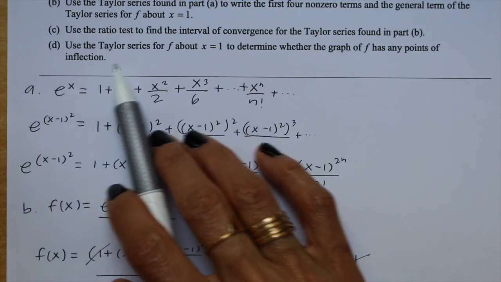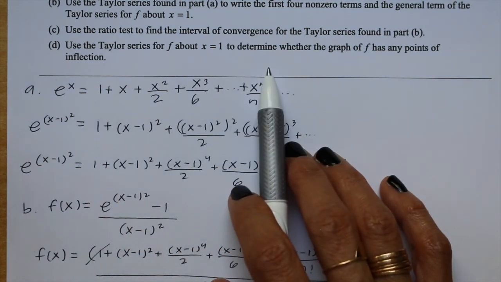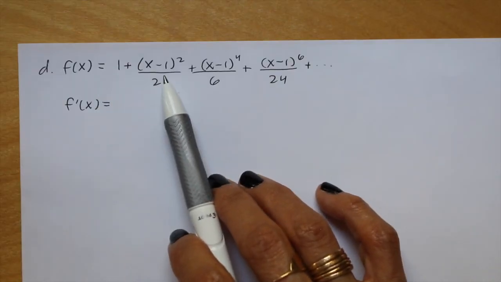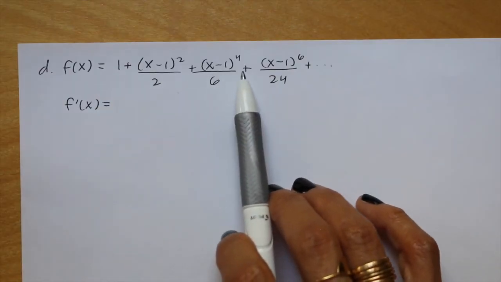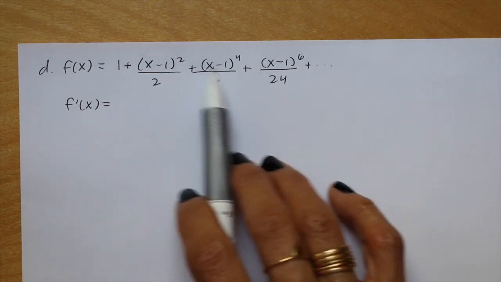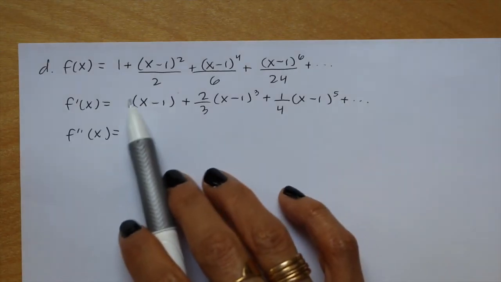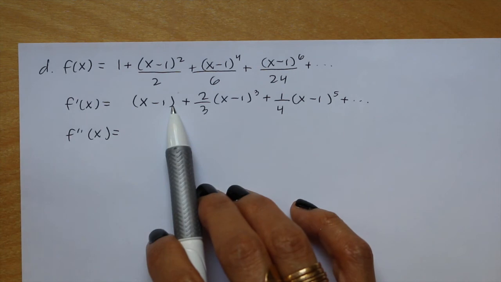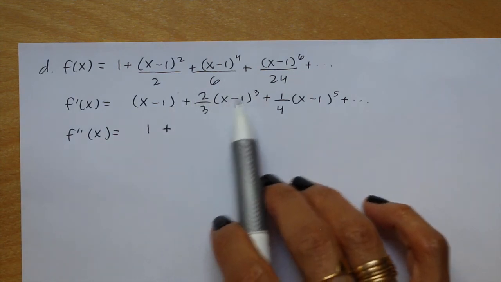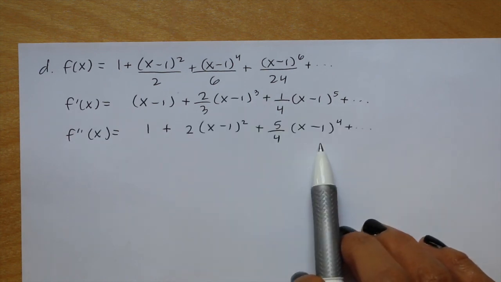Part D says use the Taylor series for f about x equals 1 to determine whether the graph of f has any points of inflection. So we're using the formula for f, 1 plus x minus 1 squared over 2 plus x minus 1 to the 4th over 6, and so on. And we're going to take the derivative of each of these terms to get f prime. Now we're going to take the second derivative. The derivative of x is 1. The derivative of -1 is 0. Here we're going to bring the 3 to the front. The 3's cancel, and then subtract 1 from the exponent. And then finally here you get 5/4 x minus 1 to the 4th.